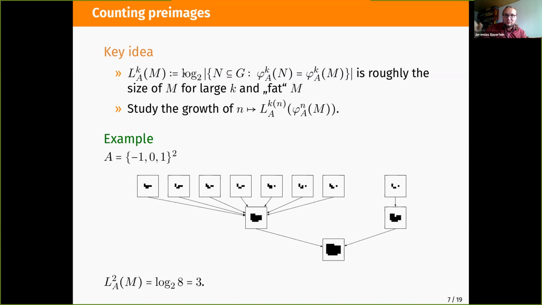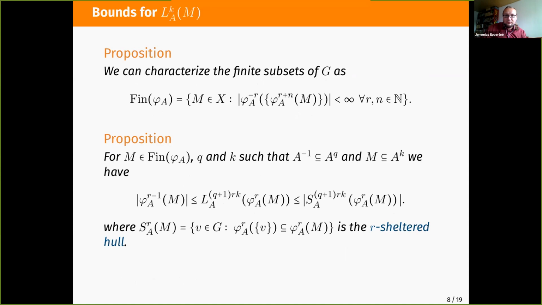And then we can study the growth of this function. So we want to study the growth of our map applied to M n times. And instead of measuring the cardinality of that, we apply L_{A,k_n} for suitable k_n. But first of all, we somehow have to dynamically characterize the finite subsets of G, such that we actually can make estimates here. And we can do it like this. So if we take our set M and go R plus N steps into the future, and then R steps back and look at all possible paths at this point in time. And if there are only finitely many of these for all R, N, then we know that M is a finite set. It's very easy to see that if M is finite, then this must also be a finite quantity. What's a little bit harder to show is that if M is infinite, then for sufficiently large R and N, this also becomes infinite.